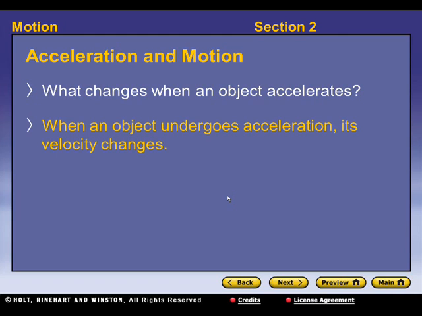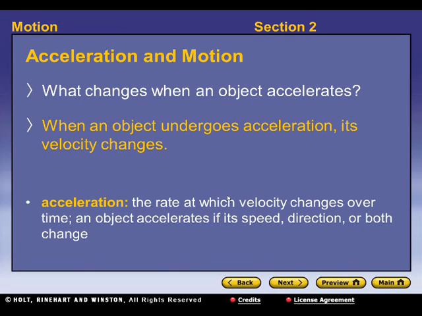What changes when an object accelerates? When an object undergoes acceleration, its velocity changes. We talked about velocity in the last section, about what velocity is. Velocity is the speed with direction. So if the speed is changing or if the direction is changing, either one of those, then the object is under what's called acceleration. So acceleration defined here is the rate at which velocity changes over time.